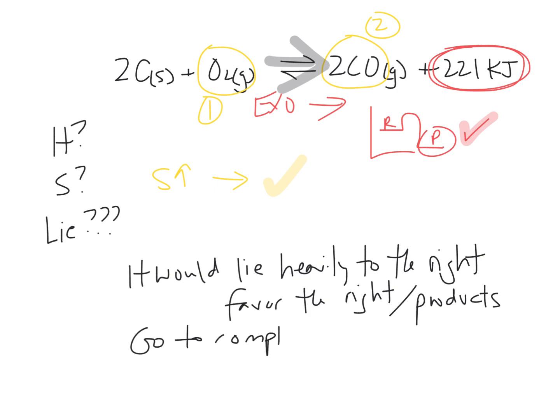You hear this stated sometimes. It would go to completion, or it would go 100% to completion. All of these things would be correct predictions. And again, these are just predictions. It might change a little bit on a case-by-case basis.